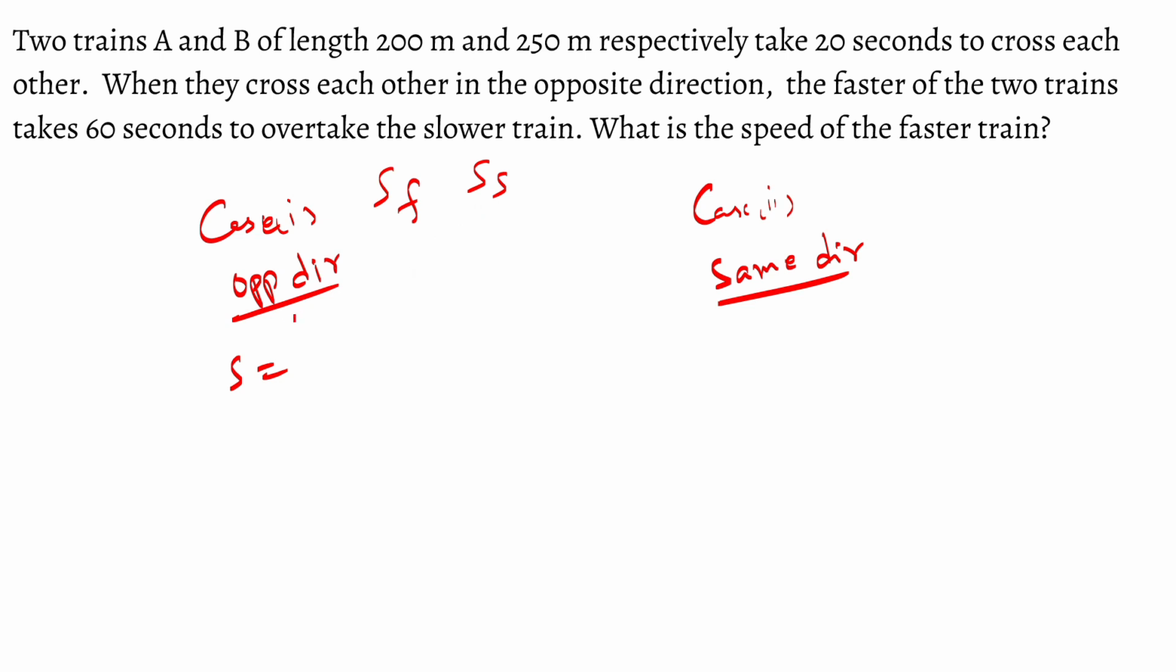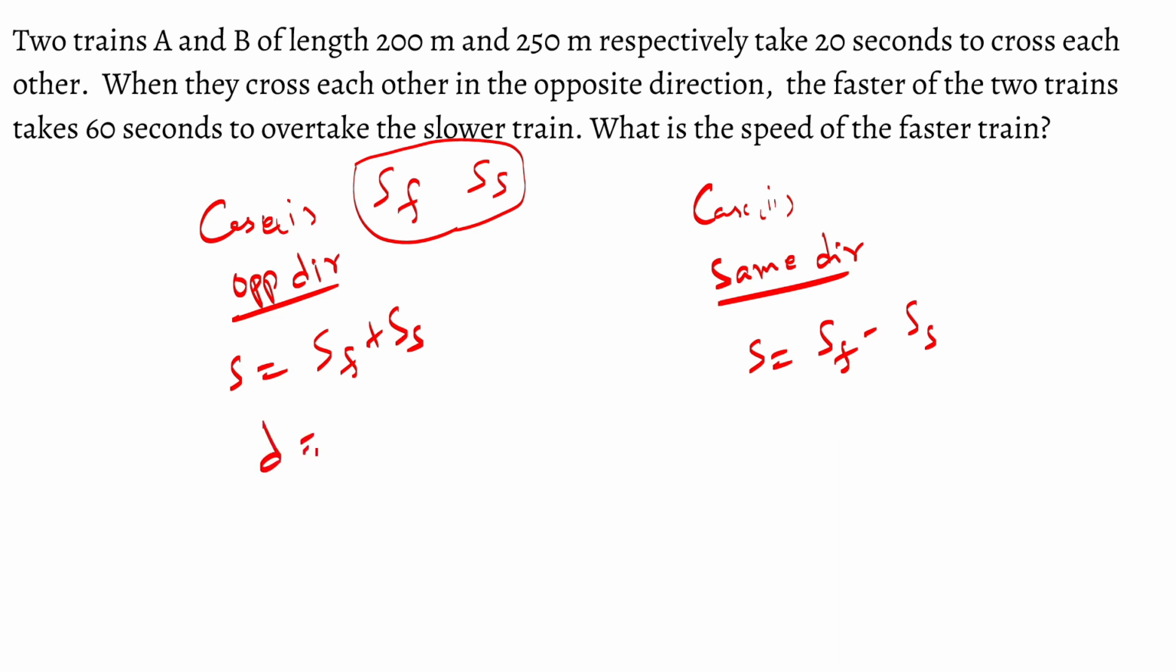So in the opposite direction, as we already discussed, we have to add the values of the speeds in order to calculate the relative speed, so SF plus SS. And in the second case, where the trains are moving in the same direction, we have to subtract the speed of the slower train from the speed of the faster train.